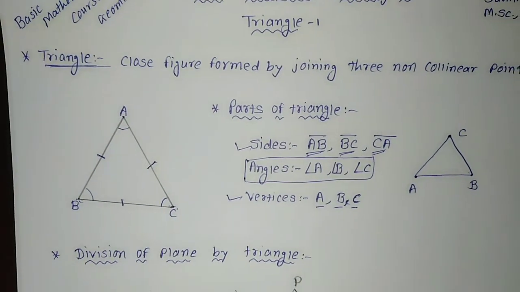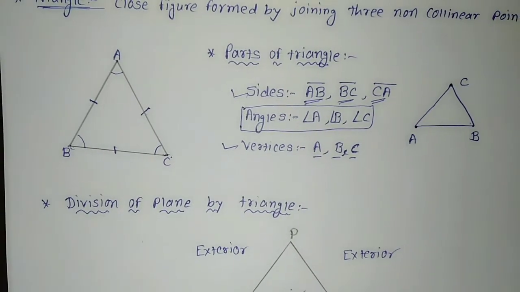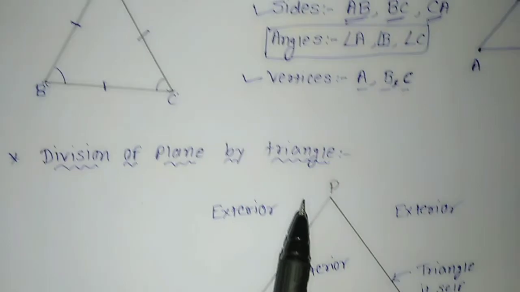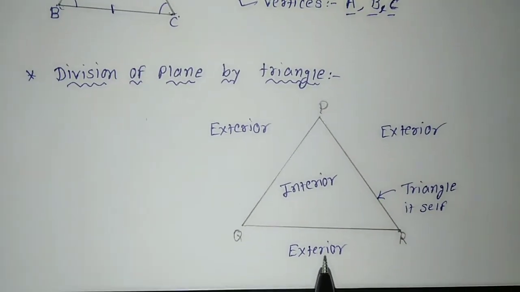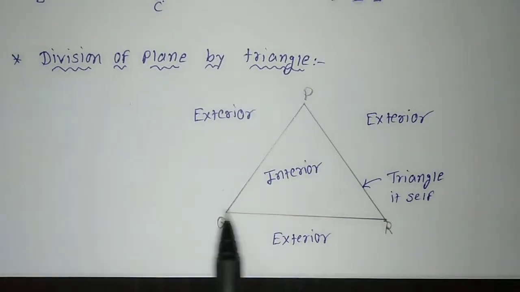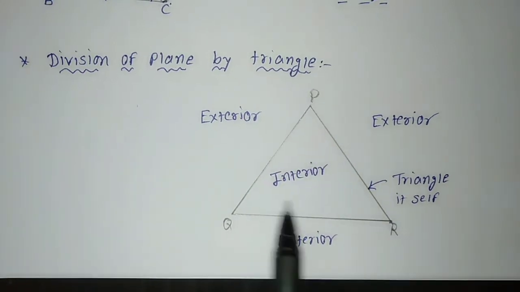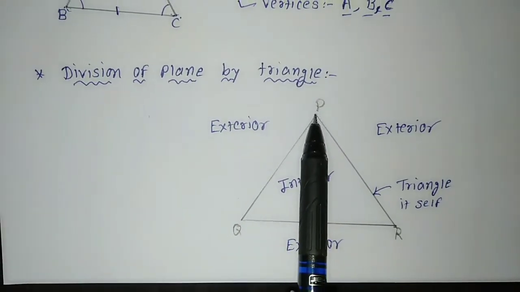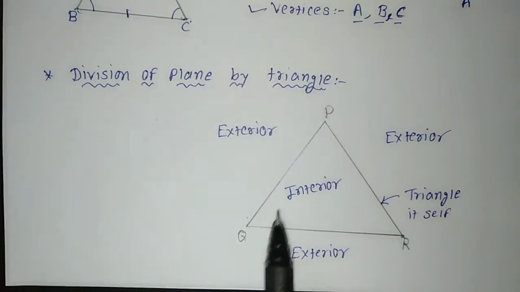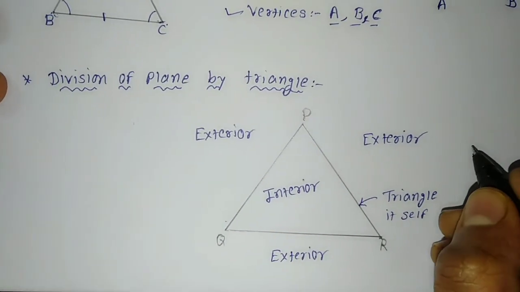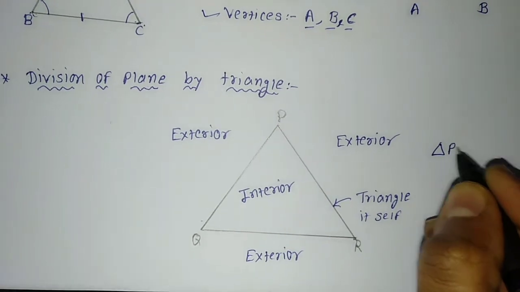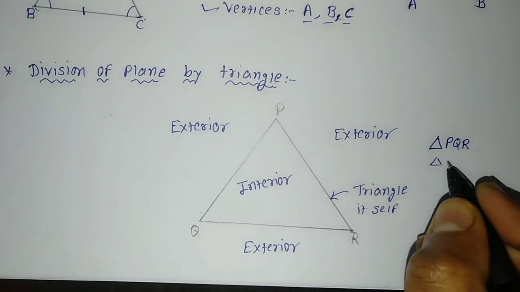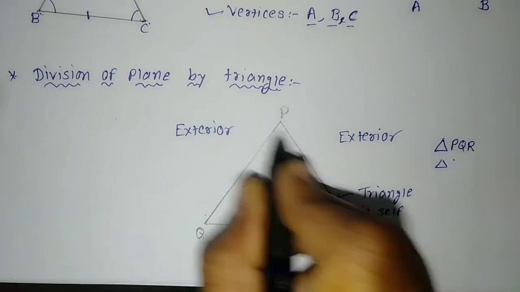Now we will see the division of plane by triangle. Let us try to understand it. Division of plane by triangle. Here you can see in this figure I have drawn a triangle in the plane. This is a plane in which I have drawn this triangle and I have given the name of this triangle P, Q and R. Triangle PQR, how to write it? We write it this way, triangle PQR. Or you can write this triangle as triangle QRP.